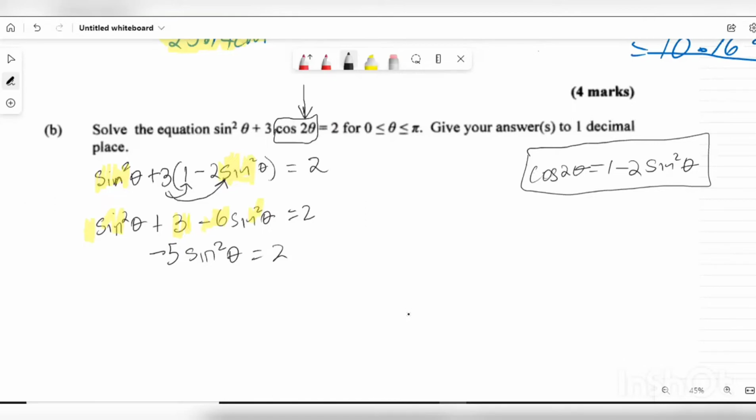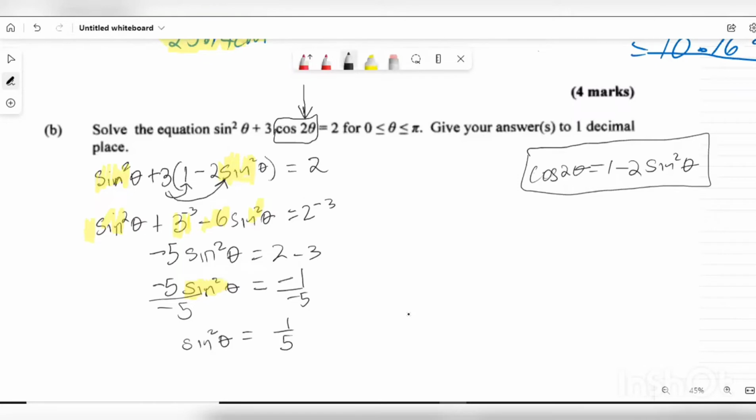We subtract 3 from both sides. Yeah, subtracting 3 from both sides. So you could see that going on right there. So basically, we have negative 5 sine square theta equal to negative 1. Divide both sides by negative 5. So you would have sine square theta equal to 1/5.